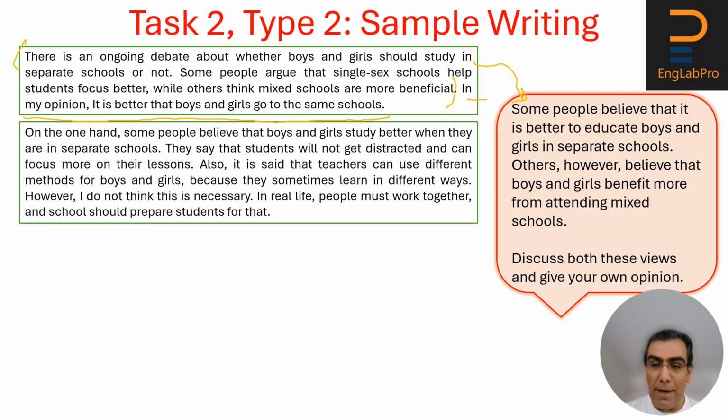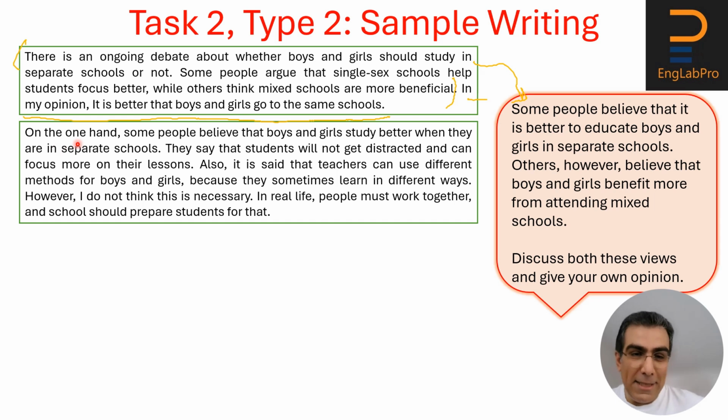Now, the first body paragraph, which discusses the view we disagree with. Well, on the one hand, some people believe that boys and girls study better when they are in separate schools. They say that students will not get distracted and can focus more on their lessons. First reason. Also, it is said that teachers can use different methods for boys and girls because they sometimes learn in different ways. This was the second reason. And now I want to say what is wrong with these two views. However, I do not think this is necessary. In real life, people must work together and schools should prepare students for that.